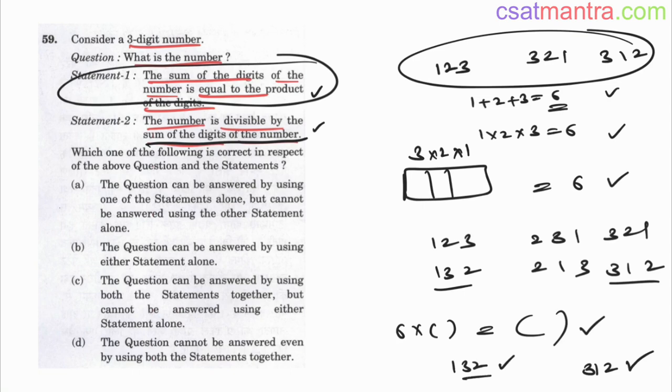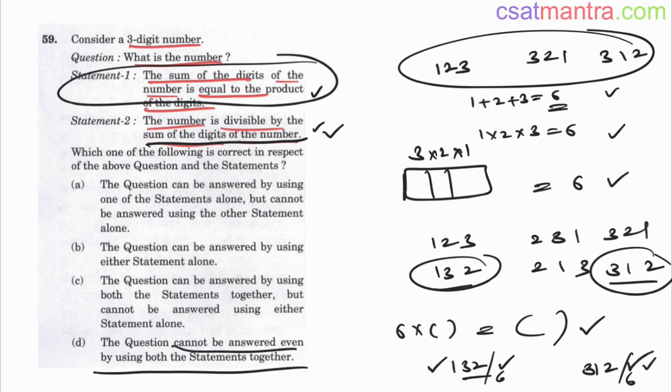This is divisible by 2. This is divisible by 3 as well. This is divisible by 2. This is divisible by 3 as well. You can check 6 divisibility like this. Here also, using statement 2, we are getting 2 choices. So we cannot tell which 3-digit number that is. So the question cannot be answered even by using both the statements together.